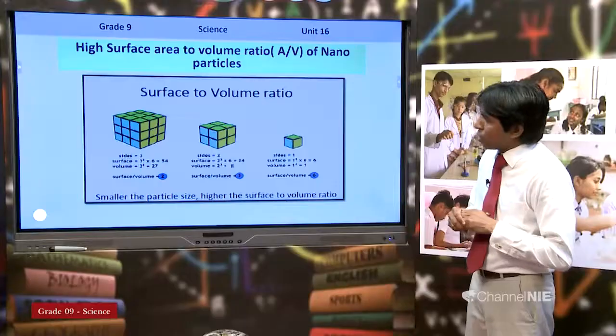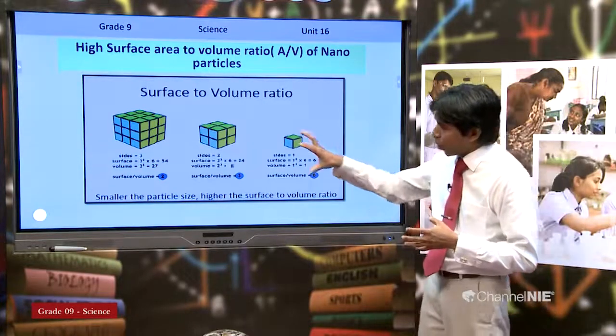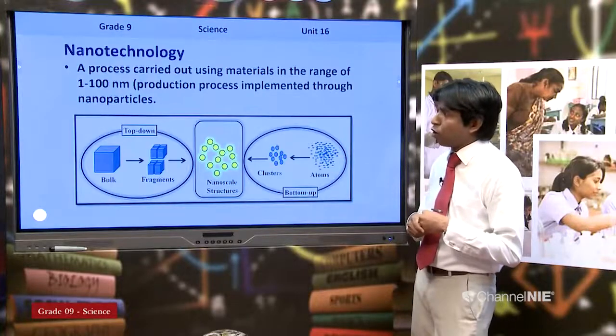So, you can see surface area to volume ratio of nanoparticle. If you take this first cube, it has surface area to volume ratio 2, and the second cube you can see is smaller than the first cube and surface area to volume ratio 3. And the third cube, the smallest one, you can see surface area to volume ratio 6. So, therefore, when the particle become more and more smaller, surface area to volume ratio increases. That is one of the most important property of nanoparticles.